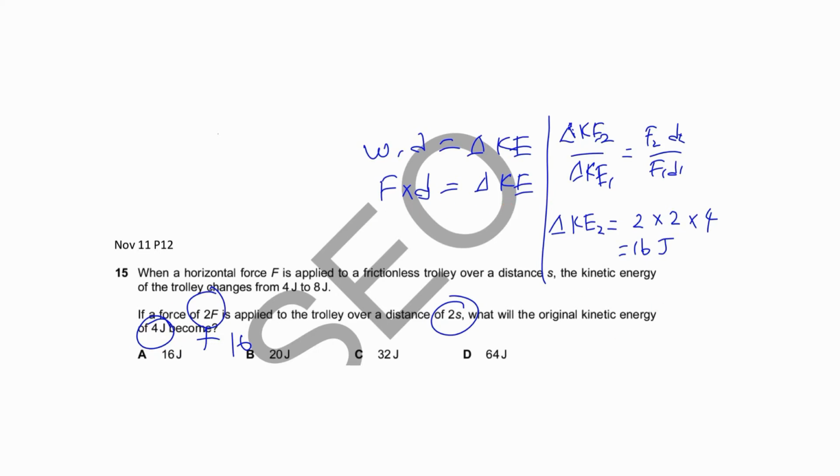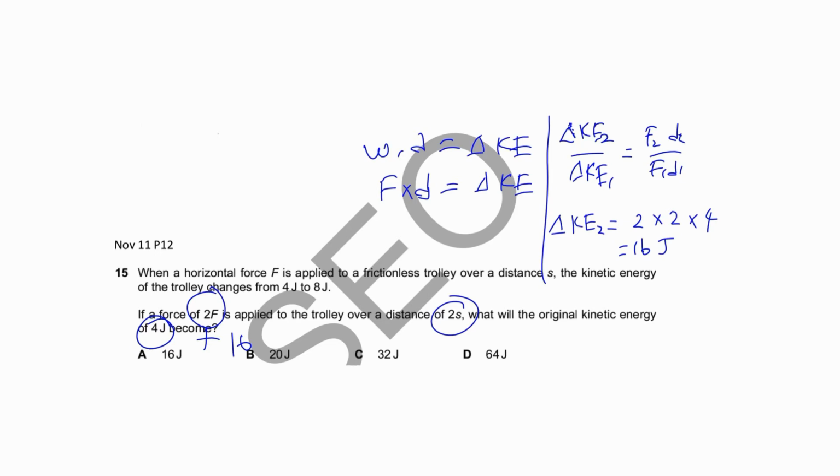So using this equation, we can use the ratio method. So therefore, we can say the change in KE2 over the change in KE1 will be F2 D2 over F1 D1. So then you can find the new change in KE by taking the ratio of F2 over F1, which is F2 is 2F and F1 is F, so the ratio is 2. D2 is 2S, D1 will be S, so the ratio is also 2. And then finally, you can bring the change in KE1 over, so the change is 4 to 8, so the difference is 4. So you get the change in KE of 16.